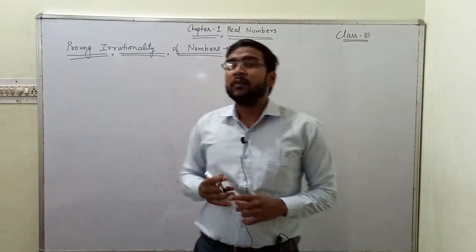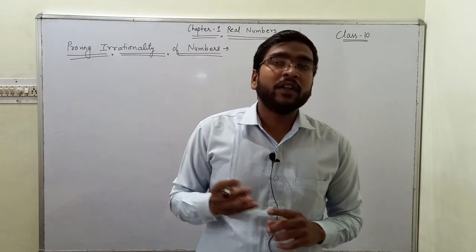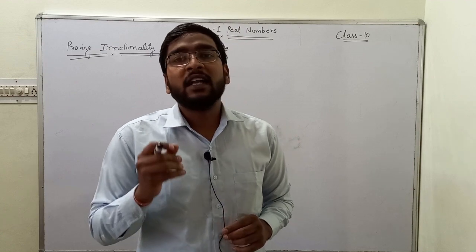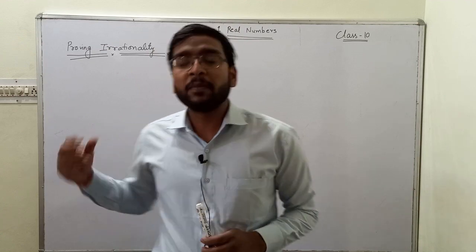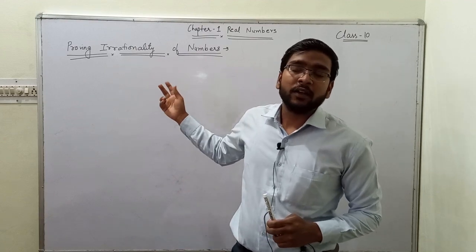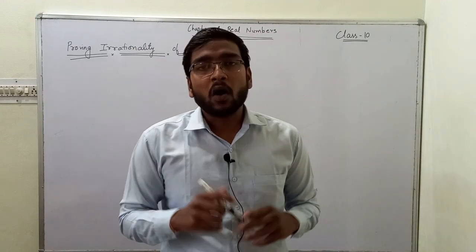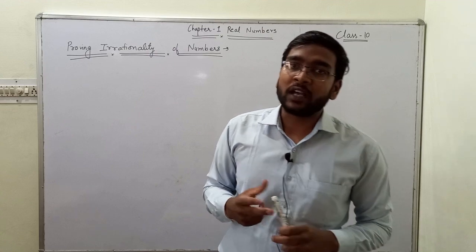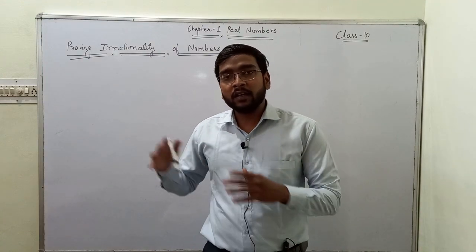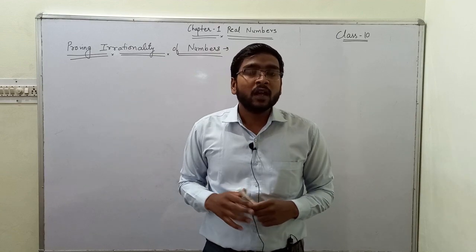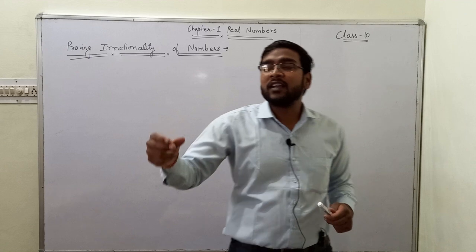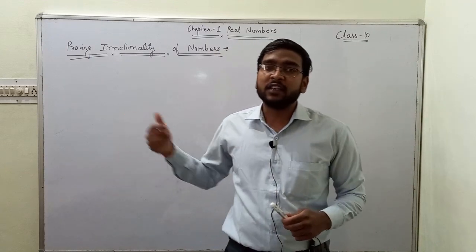In this chapter we have studied what is Euclid's division lemma, what is Euclid's division algorithm and the fundamental theorem of arithmetic. In this part we are going to study how we can prove the irrationality of certain real numbers. We already know that real numbers are of two types, rational and irrational. We have done certain questions on rational numbers. Now we are going to study how we say that a given real number is irrational.